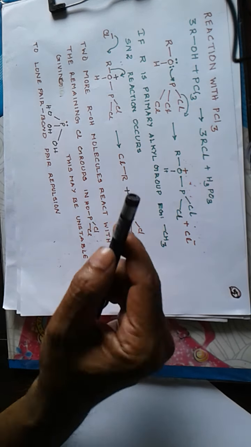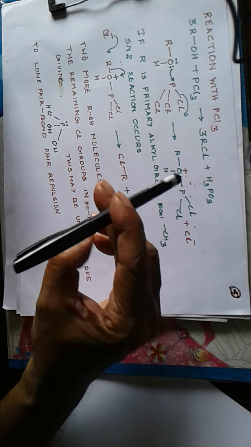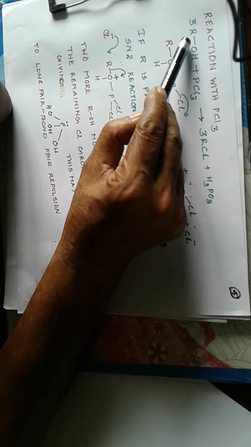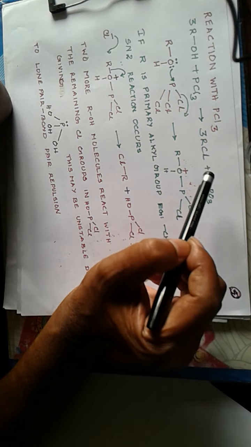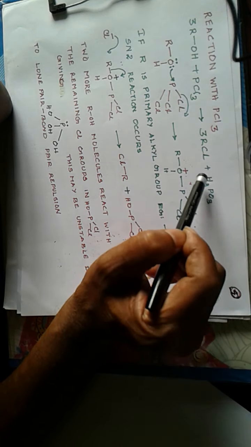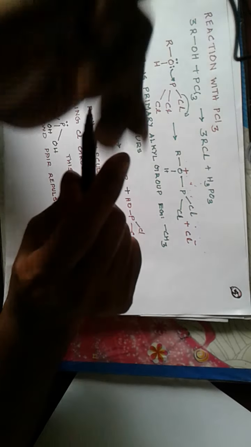Now reaction with PCl3 can produce an alkyl halide. Now the equation is 3 molecules of ROH combining with PCl3 producing 3 RCl and H3PO3, and this acid is phosphorus acid, you know.